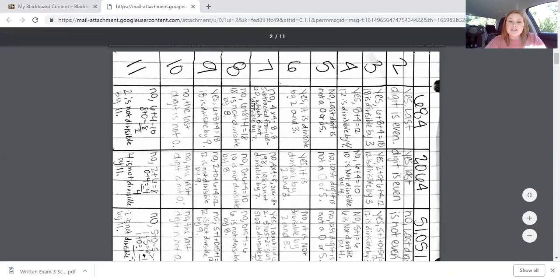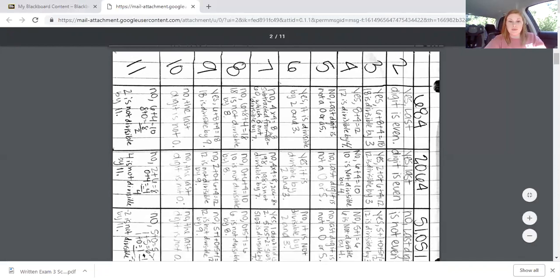And then for 7, this is the one that's a little bit tricky. So what you do is you double this last number. So we'll double 4, which would equal 8, and then subtract 8 from 68, and that would give us 60. 60 is not divisible by 7 because when you divide that, you're going to end up with a decimal instead of a whole number.